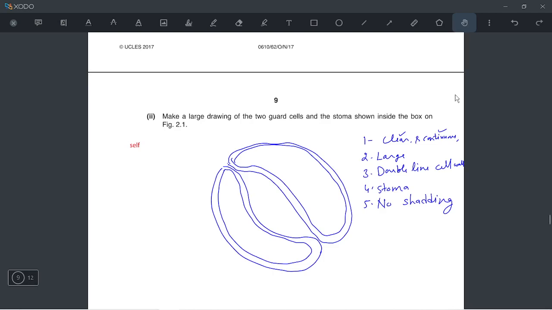And this should be a double line for the cell wall. For the cell wall you can see this is a double line, right? And there is the stoma, which you can show, and no shading is required. These all points you have to follow, students. This is more important. These all 5 points you have to follow. Labeling is not required on your drawing.